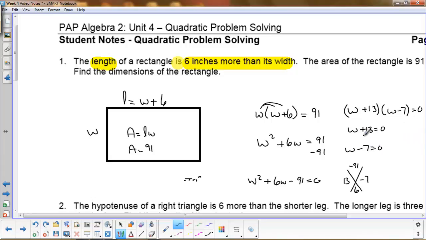And with real life, we have restrictions, and the negative values cannot be used because I cannot have a negative length or a negative width of a real life object. I'll be using W equals 7 as my solution. Negative 13 will not work. So 7 plus 6 is 13, so the length of my rectangle is 13.